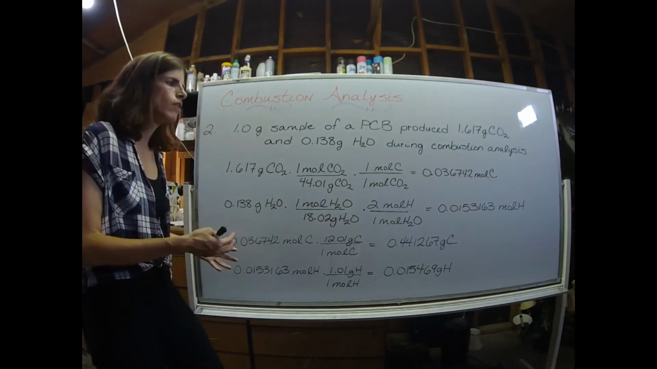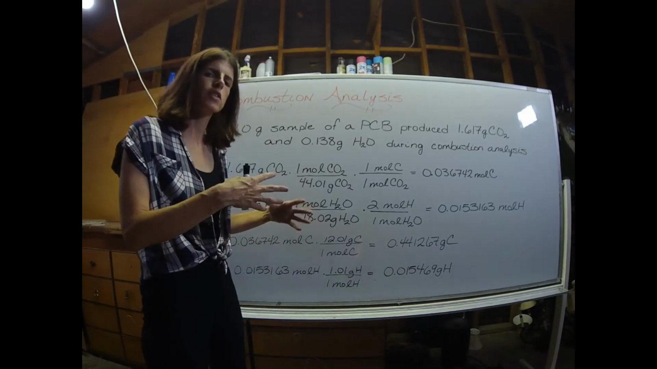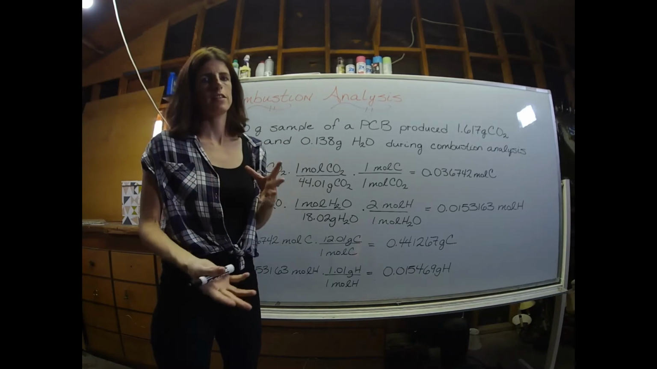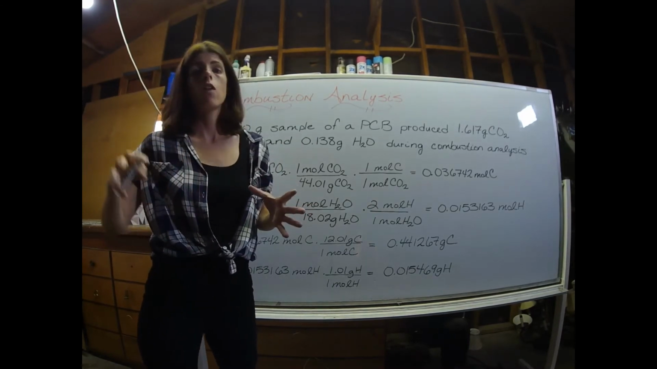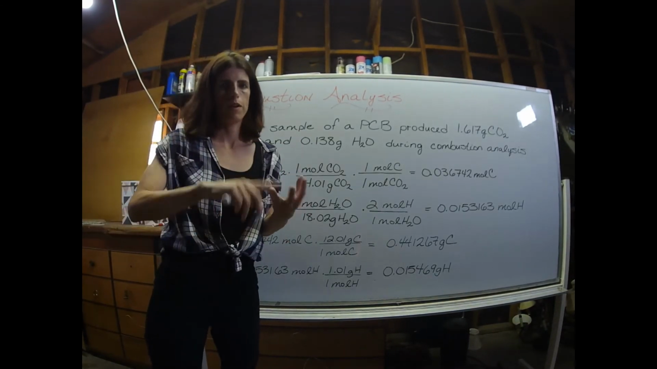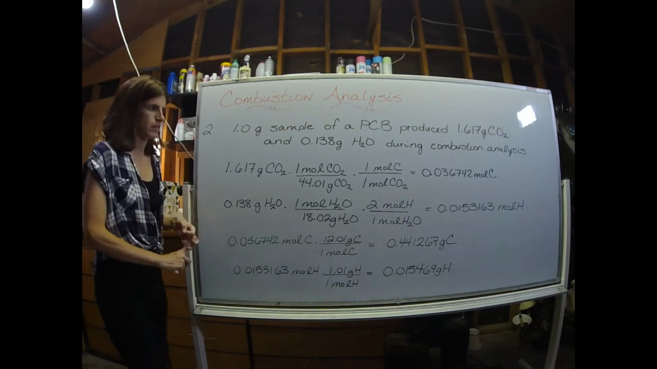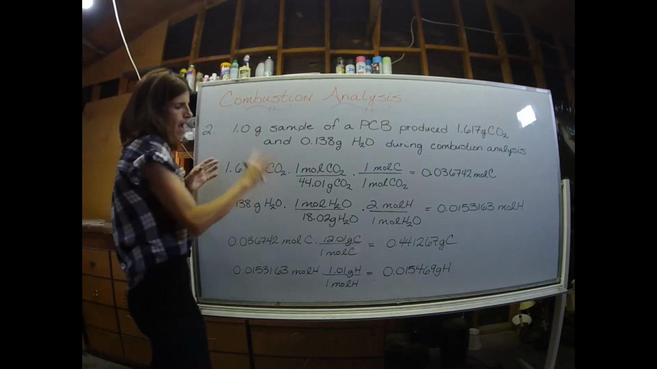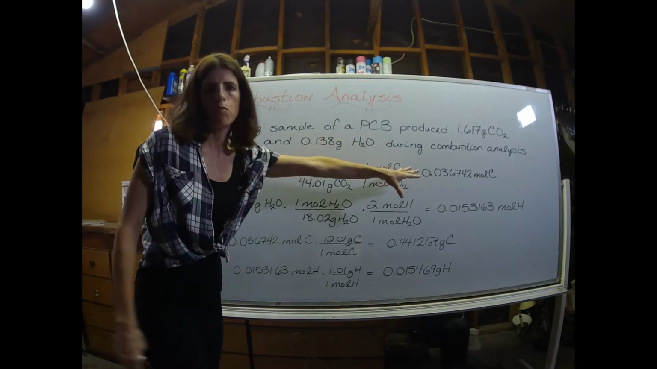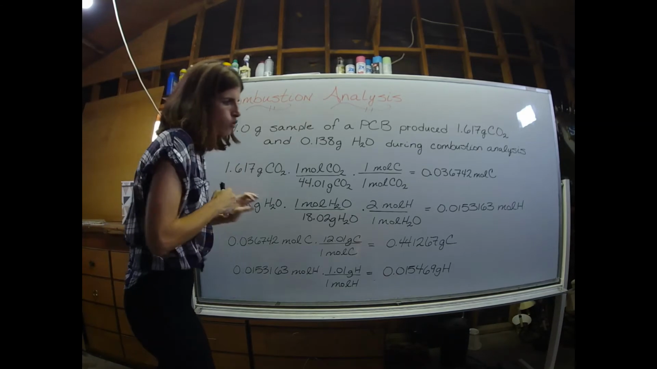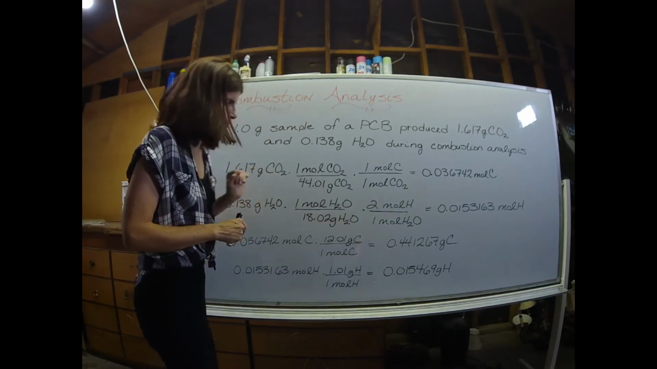However, I do like this problem in that it forces us to consider how we can use combustion analysis to analyze something that may contain other elements apart from carbon, hydrogen, and oxygen. The first steps here are going to be the same. We're going to take the mass of carbon dioxide and convert it to moles of carbon dioxide. We're going to take the mass of water, go to moles of water. Don't forget to multiply by 2.